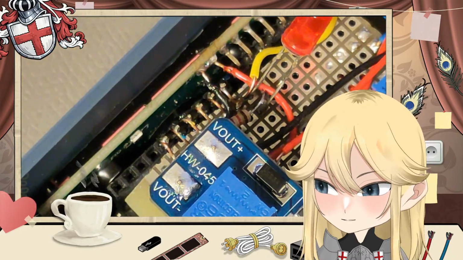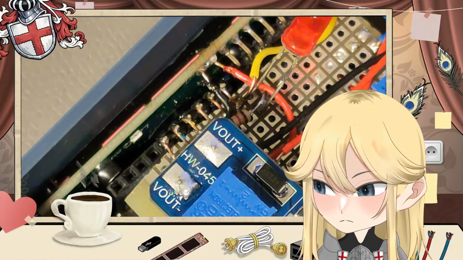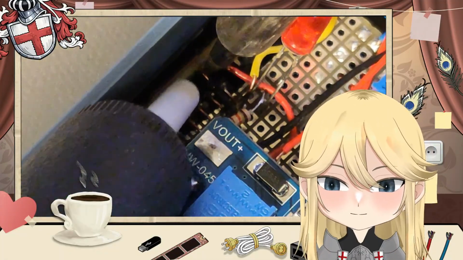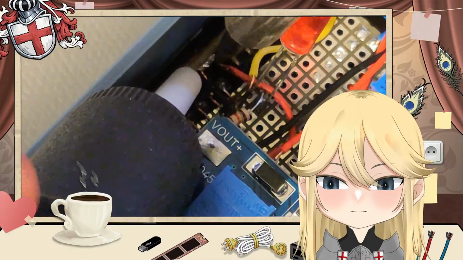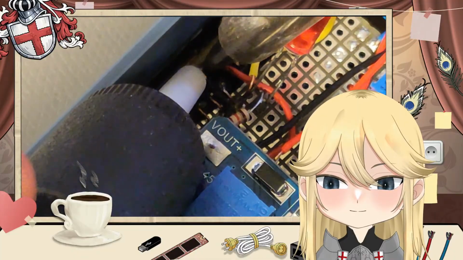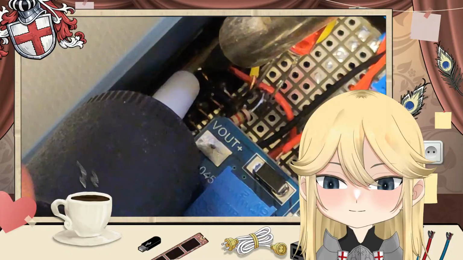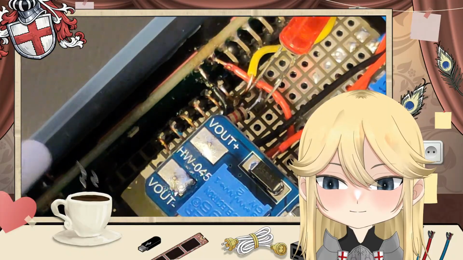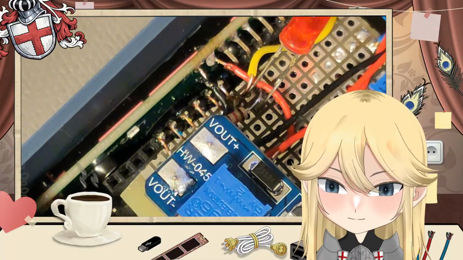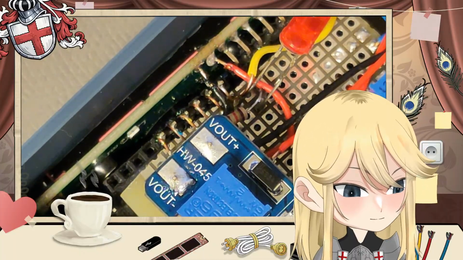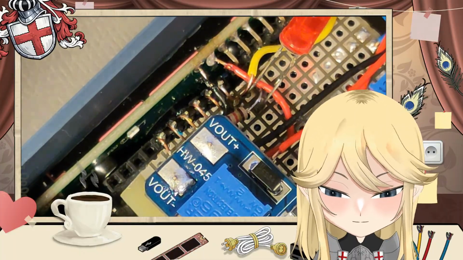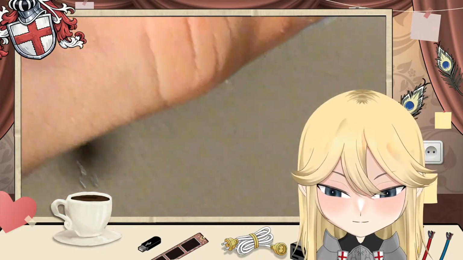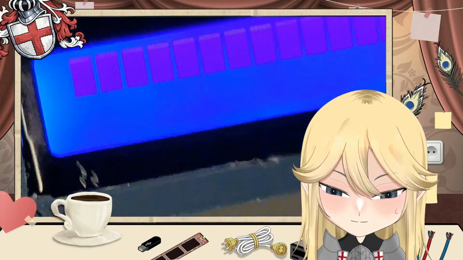I'm gonna use my sucker. Slurp, slurp. Jesus Christ. Okay, I think I got it. Let's plug it in and hope we're not blowing the fuse again.